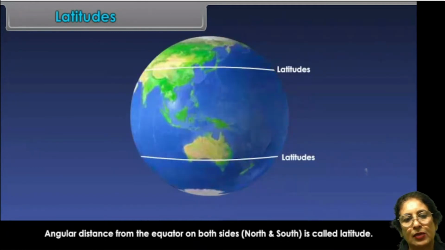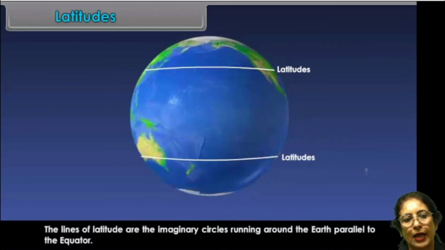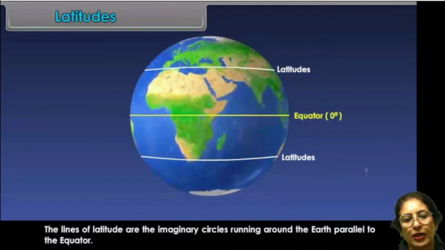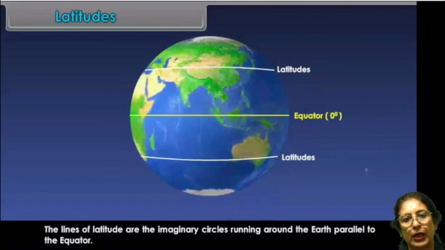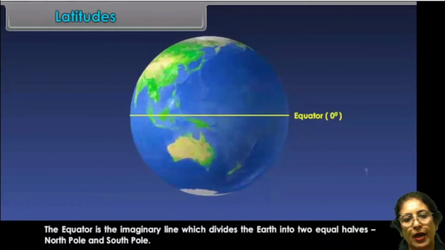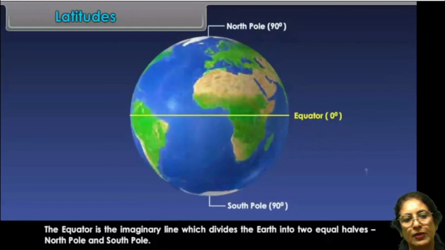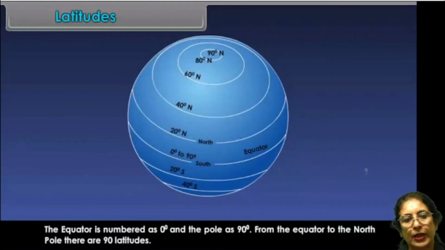Latitudes. Angular distance from the equator on both sides, north and south, is called latitude. The lines of latitude are imaginary circles running around the earth parallel to the equator. The equator is the imaginary line which divides the earth into two equal halves. The equator is numbered 0 degree and the pole 90 degree. From the equator to the North Pole, there are 90 latitudes.